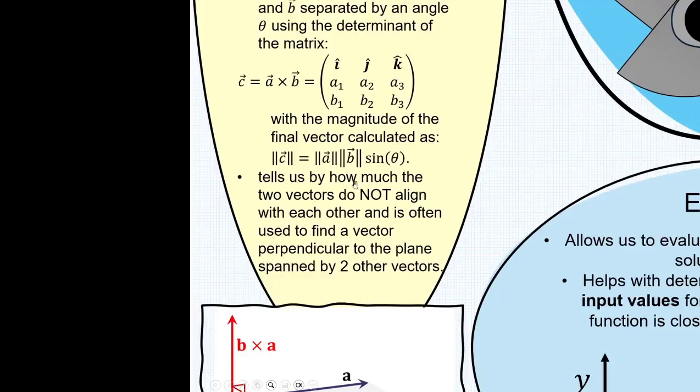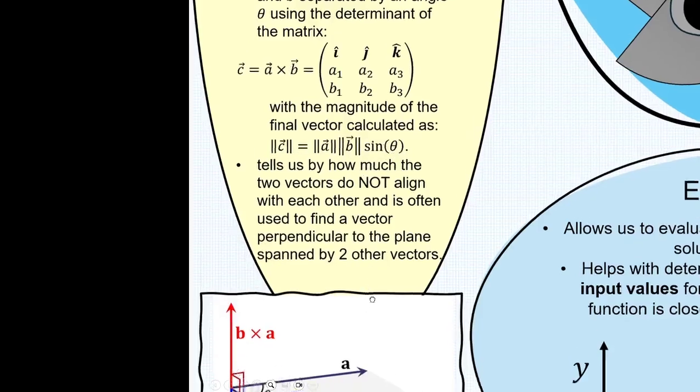The cross product tells us by how much two vectors do not align, and you might have already figured that out by looking at the sine of theta. In other words, when the angle between the two vectors a and b is 0, 180, or 360 degrees, then this magnitude of the cross product becomes equal to 0.